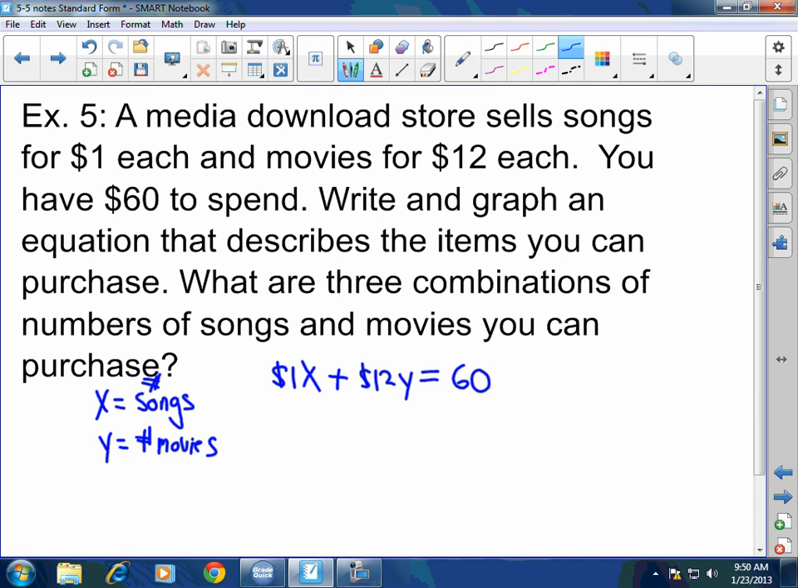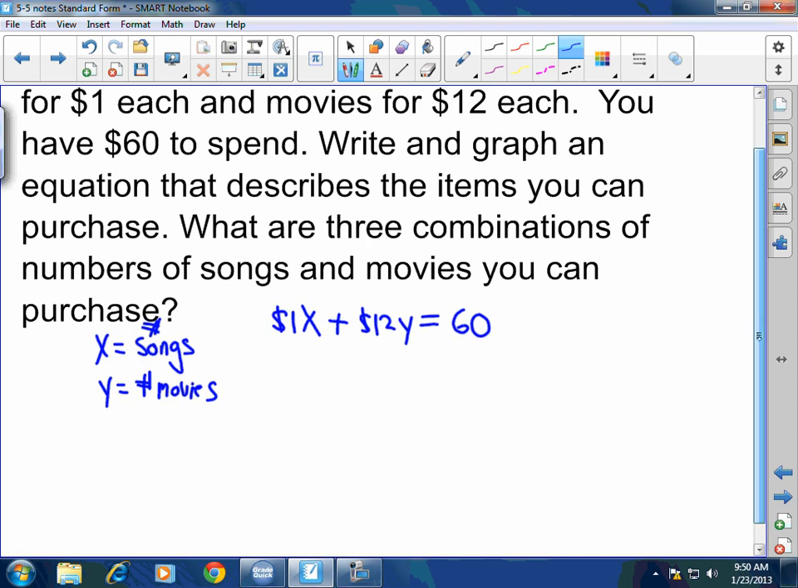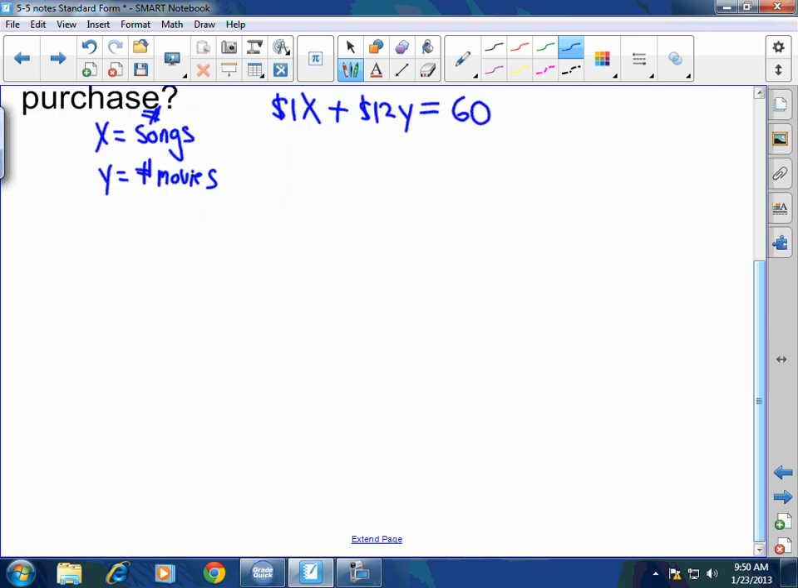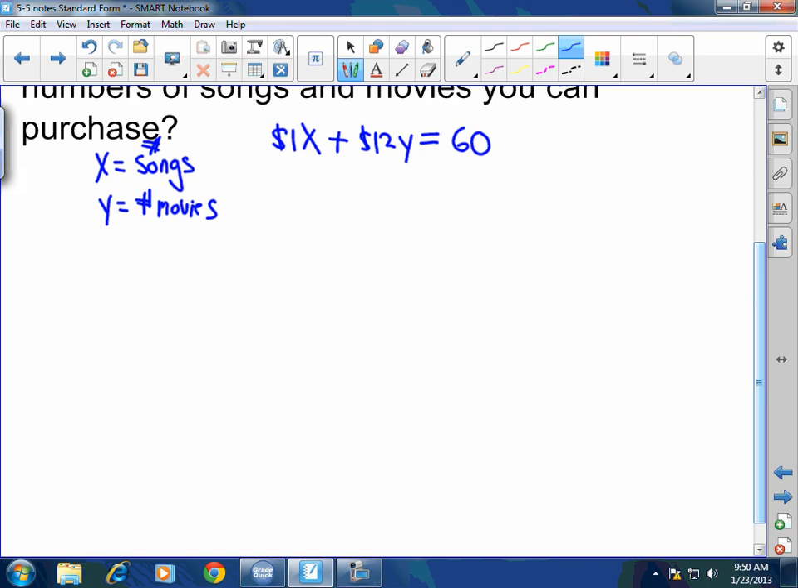Now in this case, you could solve for y if you wanted to, or you can make your life easy and realize, wait a second. Does 1 go into 60, the coefficient of x? Does 12 go into 60, the coefficient of y? If they're both factors of the constant c, go ahead and find the x-intercept, the y-intercept, graph it, and you're done. So what's the x-intercept here?